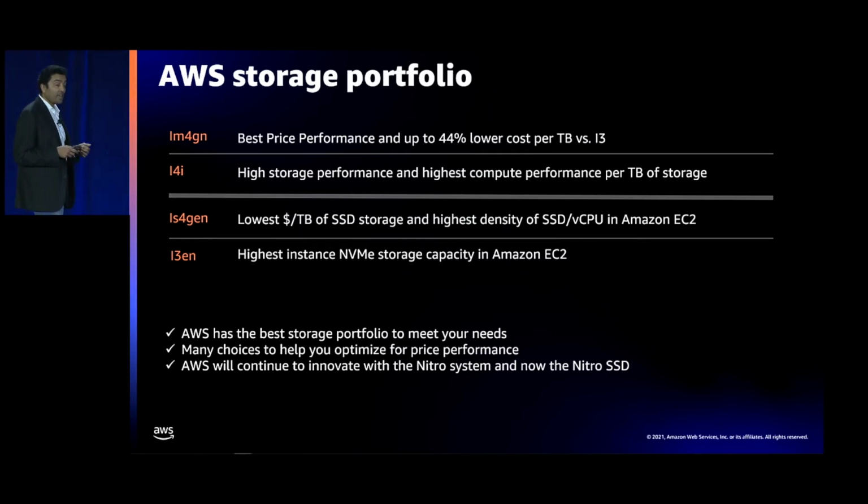And then i3EN is the highest instance NVMe storage. So they pack in 60 terabytes of NVMe storage within the family. So highest instance NVMe storage in EC2. The idea of all of these instances is that we want to make sure that we give you the best possible portfolio and the best possible choices to help you reduce your TCO.